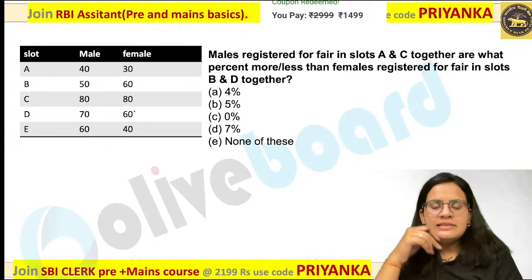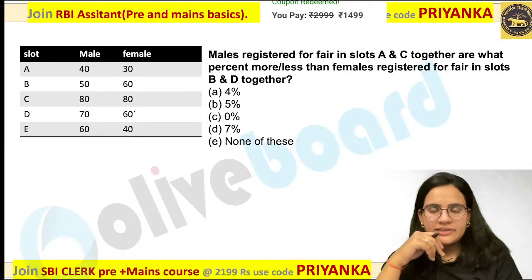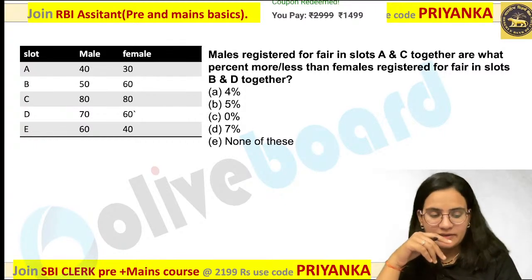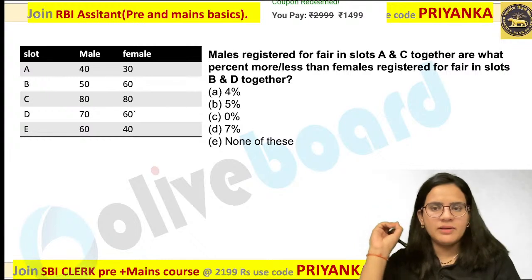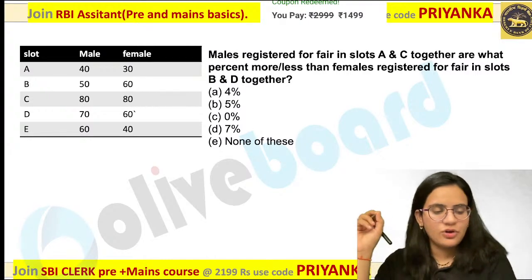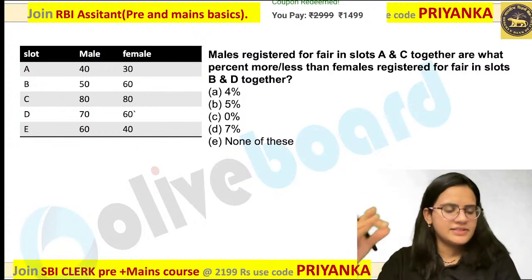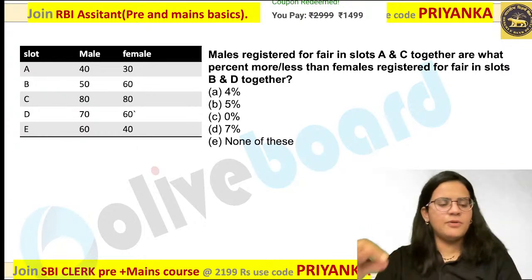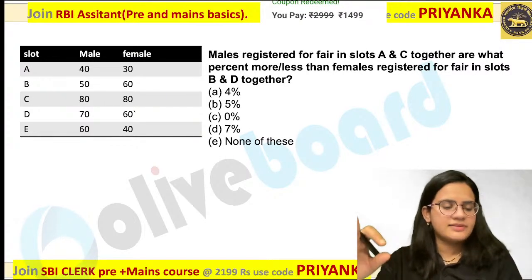Next question. Males registered for fare in slot A and C together are what percent more or less than females registered for fare in slot B and D together? So read the proper value and tell me the value over here. Okay, Shweta, Vishal, Varalakshmi, 0. What a quick and perfect answer, guys. Very good. Agastya, Meena, Akshay, excellent performance. 0 is the perfect answer over here.